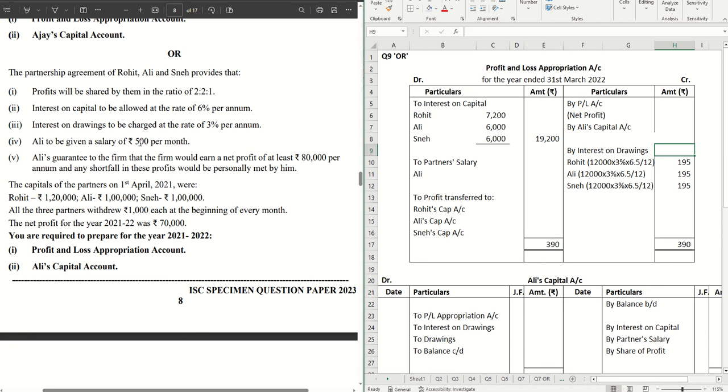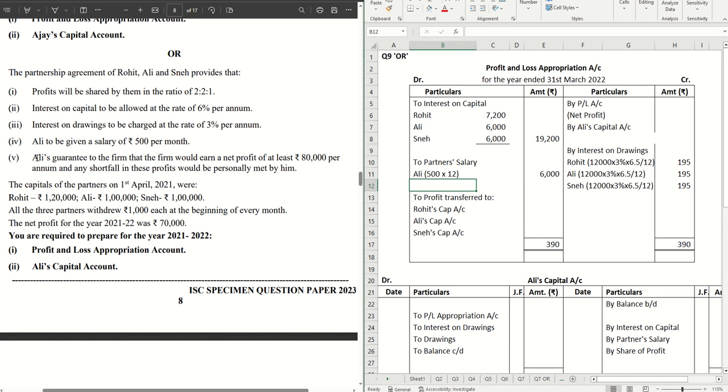Let's move on to the next one. Ali is to be given a salary of, sorry, 500 per month. So let's come here on the debit side to partner's salary, Ali. That will be 500 into 12, and that is coming to 6,000 as well. So this one is done. Next, move on to the next one.